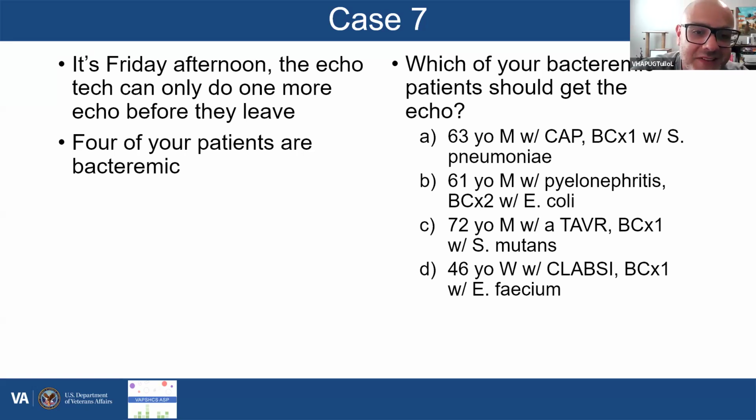You have the 63-year-old woman or man with CAP, one blood culture with strep pneumo; the 61-year-old man with pyelonephritis with 2 cultures of E. coli; the 72-year-old man with a TAVR who has S. mutans in their blood; and the 46-year-old woman with CLABSI and 1 blood culture with Enterococcus faecium.